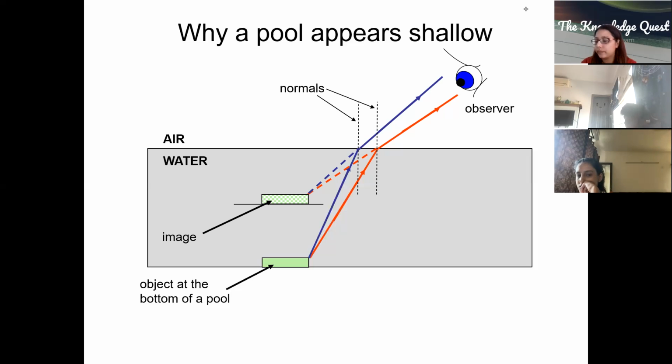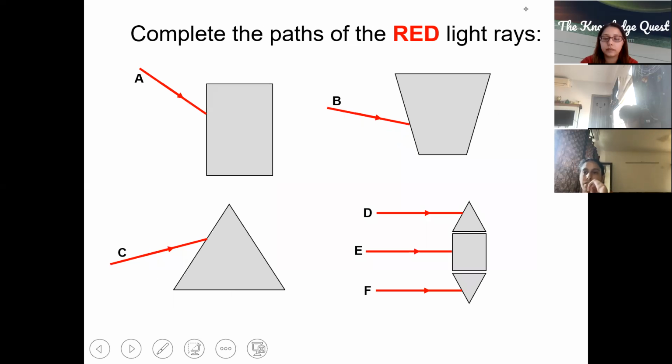The bending of light, yeah. Yes, and this is all happening because of the phenomenon of refraction. Okay. So I think this part is understood well. Okay.